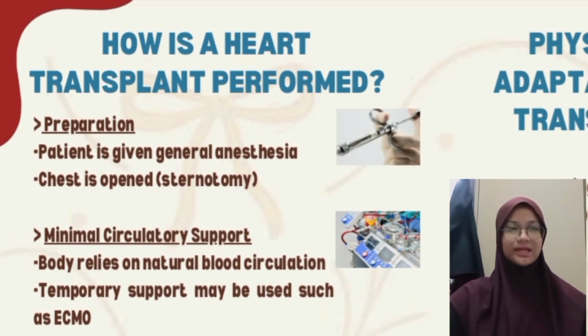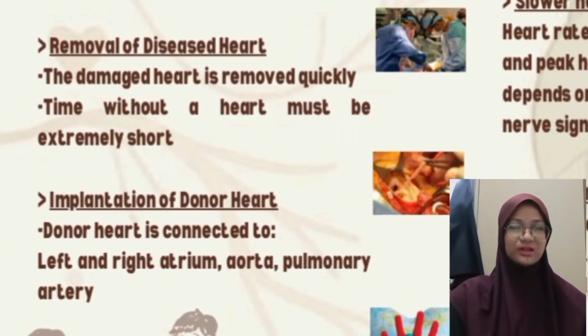Next, I will explain how a heart transplant is performed. First is preparation. The patient is given general anesthesia, so they are fully asleep. Then, the surgeon opens the chest through a procedure called sternotomy. Next is minimal circulatory support. The body tries to maintain natural blood circulation. However, temporary support like ECMO may be used if needed. After that is removal of the diseased heart. The damaged heart is removed quickly. The time without a heart must be extremely short to avoid complications.